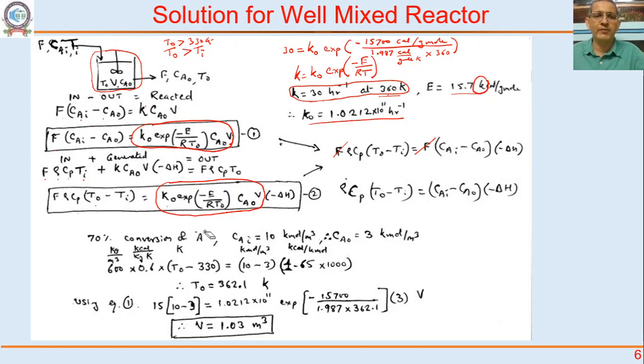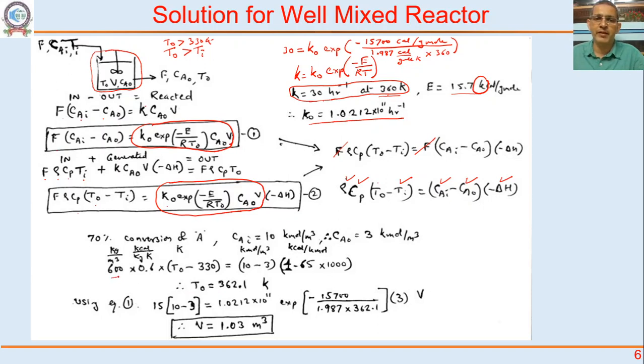Now what do we want? We want 70% conversion of A, right? Cai is 10, so that means Ca out is 3 kilomoles per meter cube. Right? Let's put all these things. Now, what do we know now? Use this expression. What do we know here? We know rho, we know Cp, T naught we don't know, Ti we know, Cai we know, Ca out we know, delta H we know. So we can calculate T out from here. T out will become 362.1.